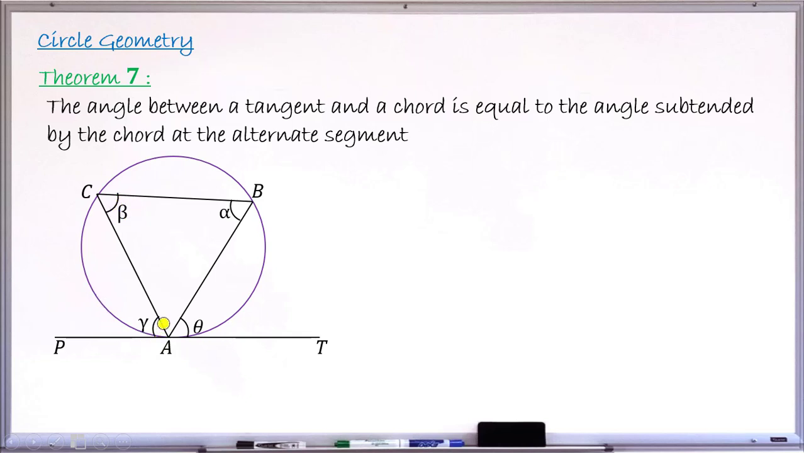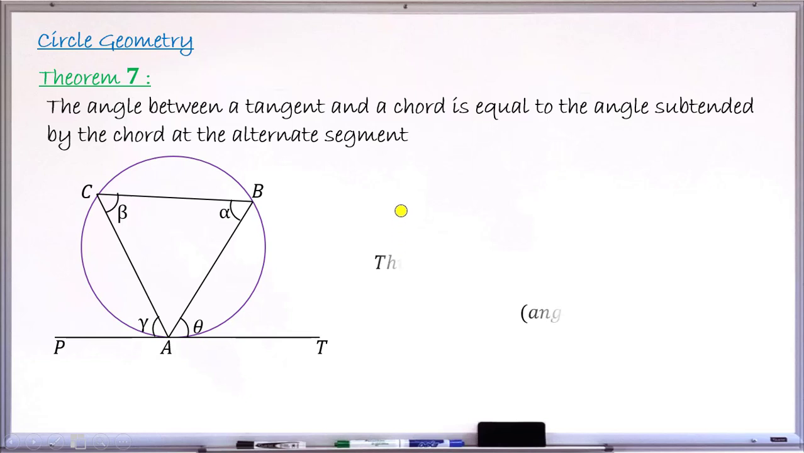Similarly, if you take this angle gamma as the angle between tangent AP and chord AC, and that chord AC subtends an angle alpha at the other segment, because this AC divides the circle into this segment and this segment. So gamma is the angle between this tangent and the chord, and that chord subtends an angle alpha in the other segment. Then gamma and alpha will always be equal based on this theorem.